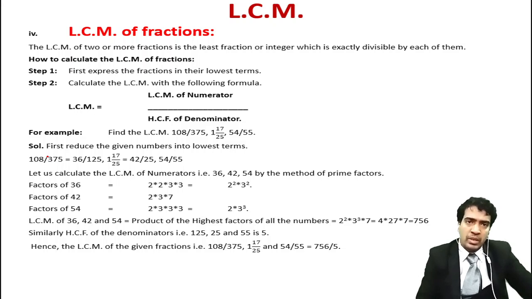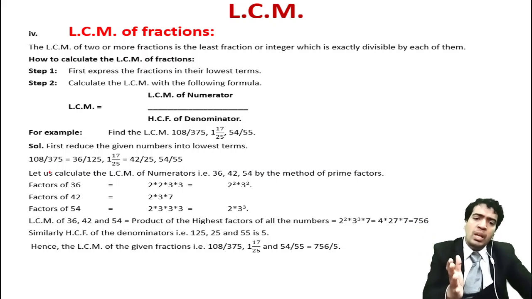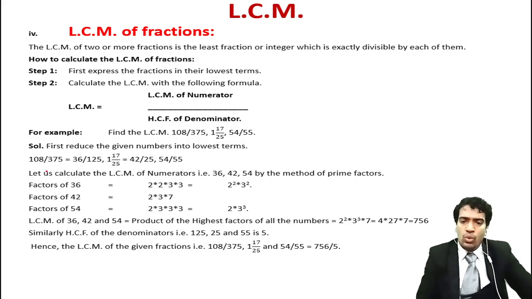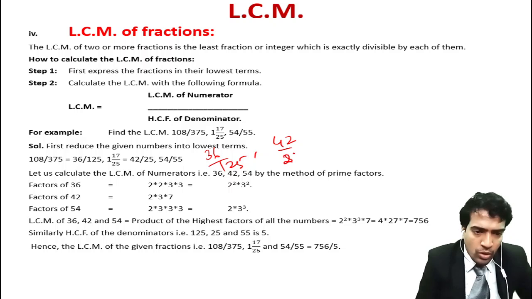117 by 25, it's a mixed fraction. 54 by 55, that's the third number. Now first let us reduce them into the lowest terms. So 108 by 375 can be reduced to the lowest term as 36 by 125, and this mixed fraction can be reduced to the lowest term as 42 by 25. This cannot be further reduced. Now in essence, we need to calculate the LCM of 36 by 125, 42 by 25 and 54 by 55.